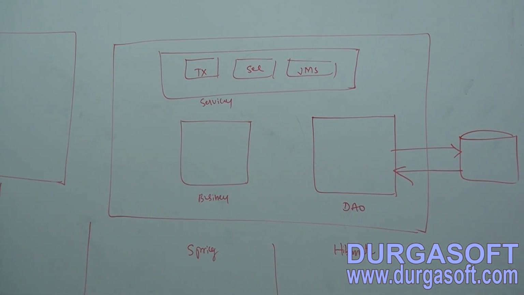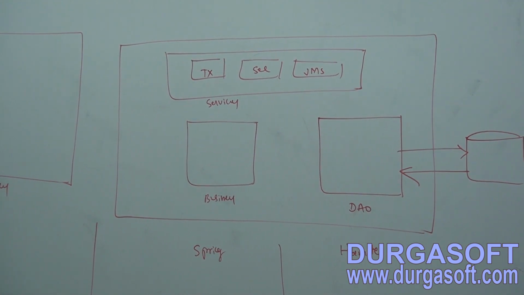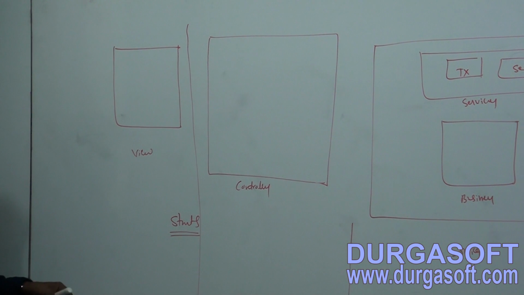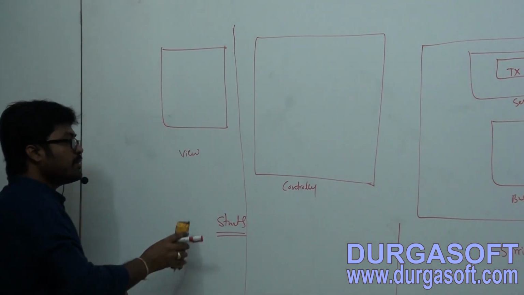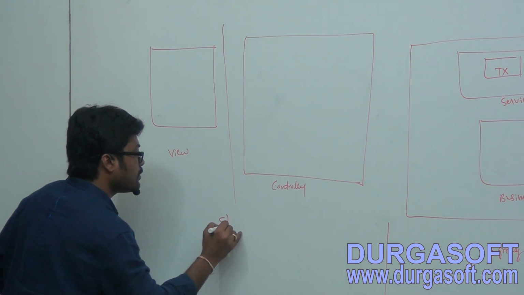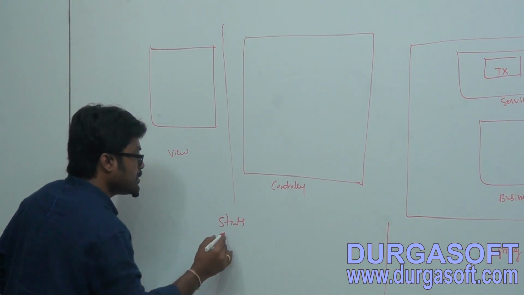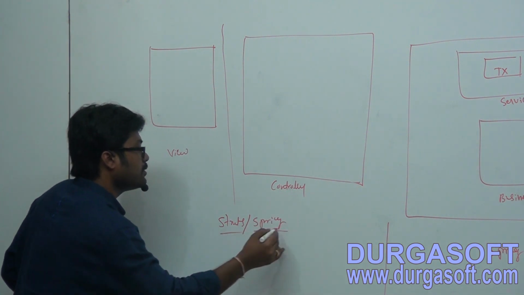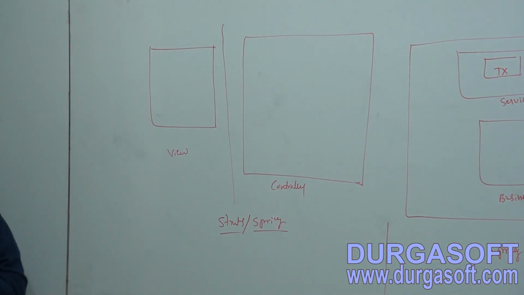After completion of our analysis, I'll start coding. I'll show you the coding in the Struts, Spring and Hibernate combination. So for the UI part we can take Struts, or else Spring. It is your choice. We can use Struts or Spring for the UI.